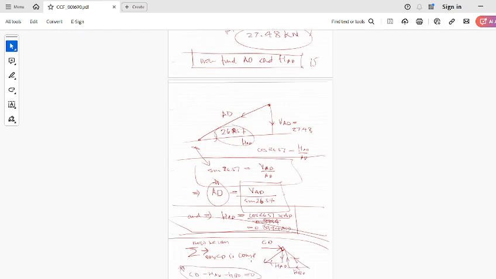Now we can find the horizontal. Now we can find CD, because we've got CD minus HAD minus HBD equals 0. CD equals HAD plus HBD.